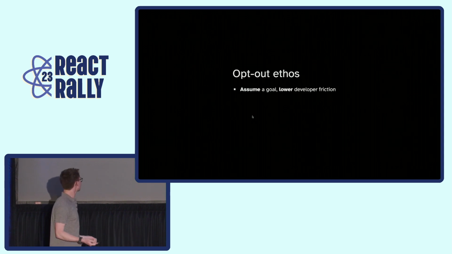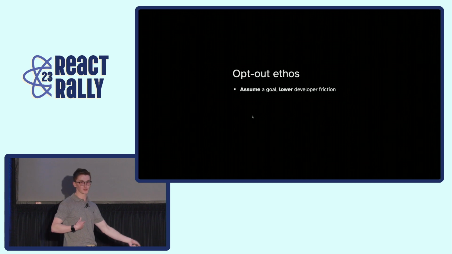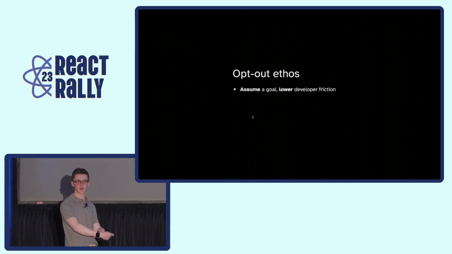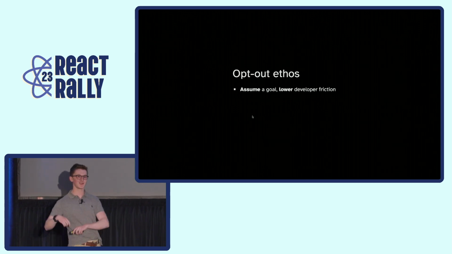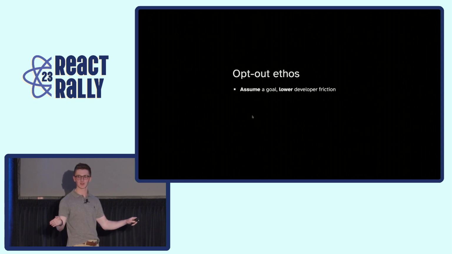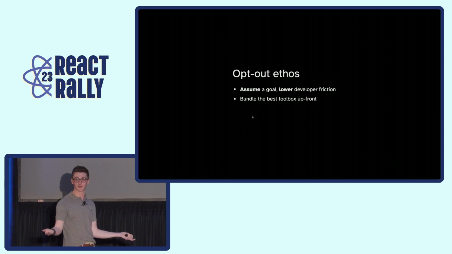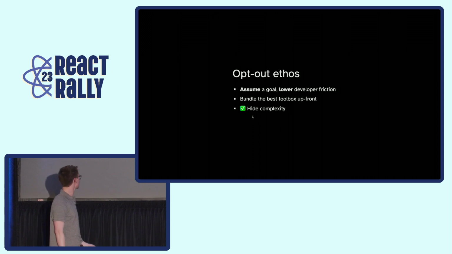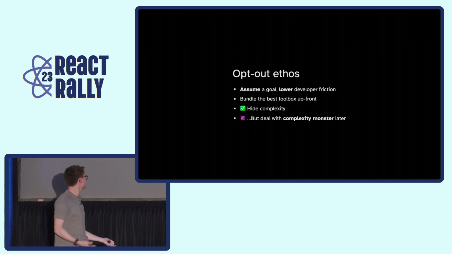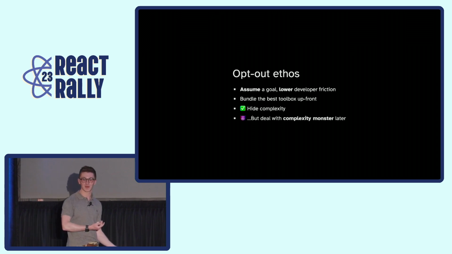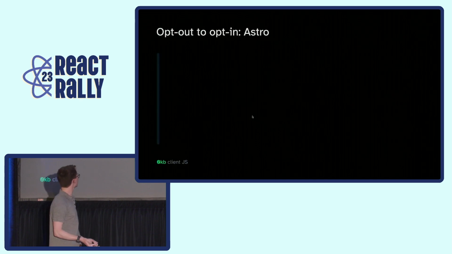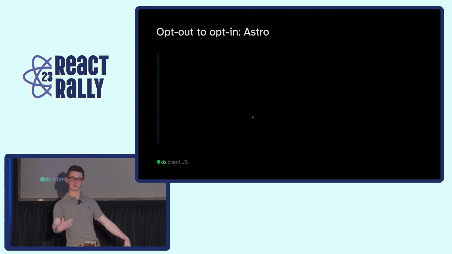So some ethos here: it assumes a goal in whatever tool that you're using, lower developer friction as much as possible, hide Webpack, hide the JavaScript to re-render styles, and just give you some hooks in order to do it. And you want to bundle all those tools up front. We used styled components ahead of time, even when we weren't sure we needed it yet. And that'll hide complexity from you, but you might end up dealing with that complexity monster later if you run into problems and need to debug your tools to figure out what did it actually ship? I honestly don't know. So let's flip this to an opt-in mindset.